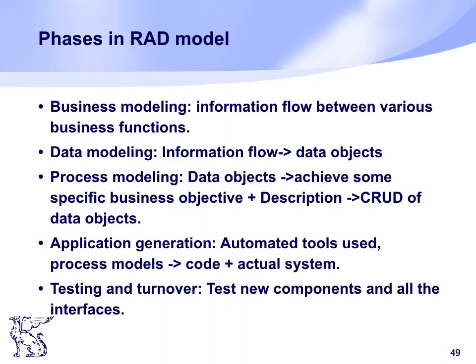And the next one is testing and turnover. We test all the new components and all the interfaces here. All the interfaces between all components need to be thoroughly tested with complete test coverage. In the RAD model, the overall testing time is less than in other models, and the reason behind this is that the prototypes are independently tested during every iteration. So that's why the overall testing time is reduced.